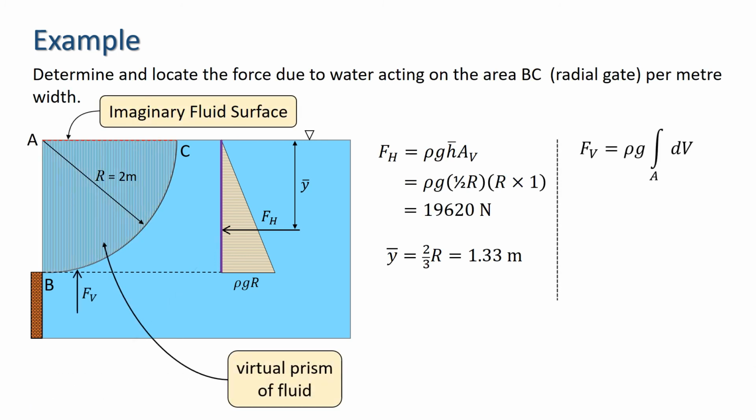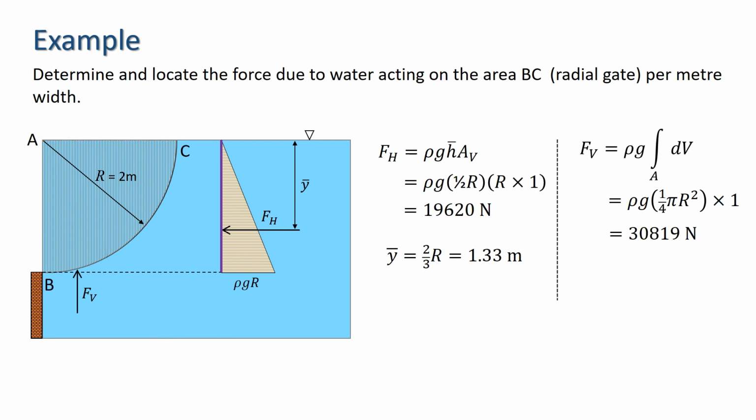Moving on to the vertical component of thrust, we know that it is an upthrust, and its magnitude is equal to the weight of the water in the virtual prism above the gate. In this case, we have a quarter circle and a width of 1, giving us ρg times a quarter π r squared times 1. This comes to 30,819 newtons.